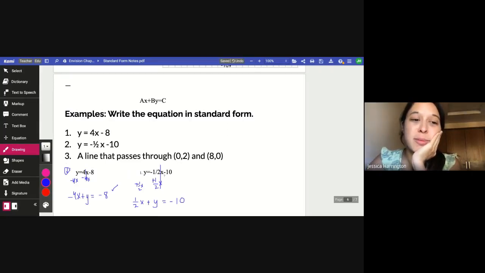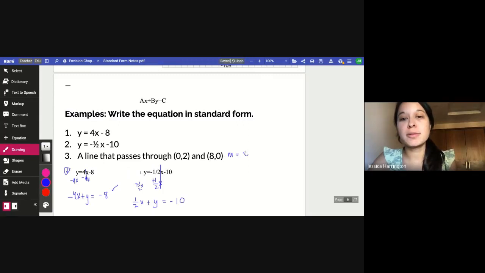Okay, what about this one? Number 3 is the trickiest. A line that passes through 0, 2, and 8, 0. Okay, so let's start with writing this in a form that we know, either point slope or slope intercept. So it doesn't matter. I'm going to do point slope because that's easiest for me. But remember, to do point slope, I need the slope. So let's figure out what the slope is.